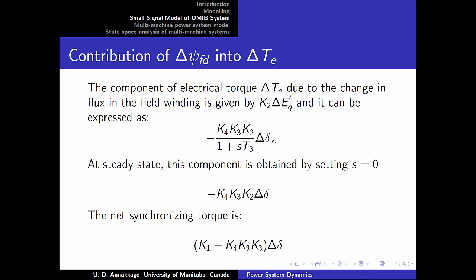Now, referring to the control block diagram, the component of delta Te due to any changes in the field flux is given by K2 times delta Eq, and it can be expressed as negative value of K4, K3, K2 divided by 1 plus S T3 times delta delta. At steady state, by setting S equal to 0, it simplifies to negative value of K4, K3, K2 times delta delta.